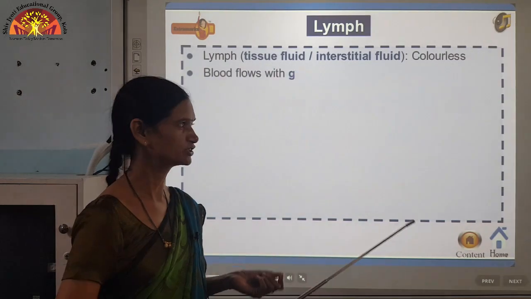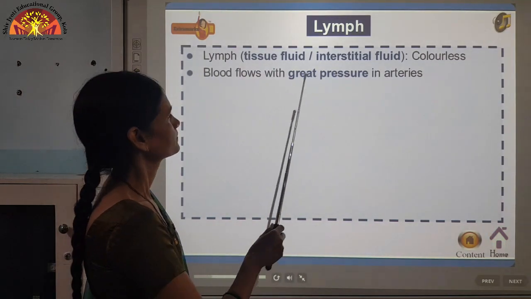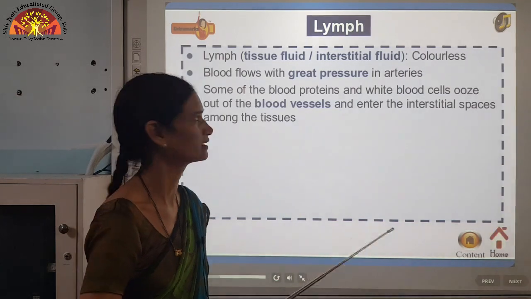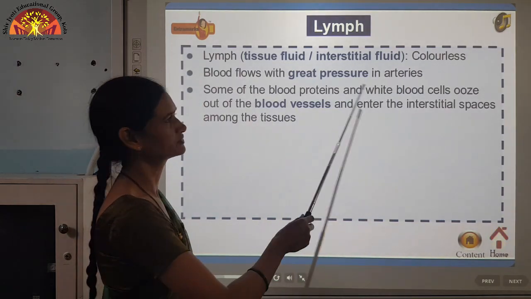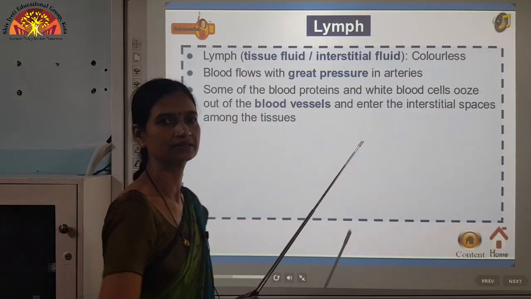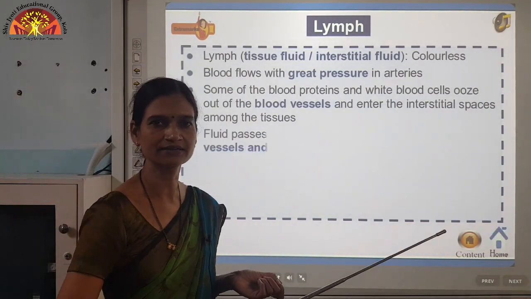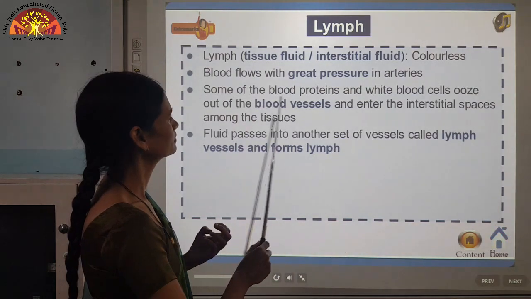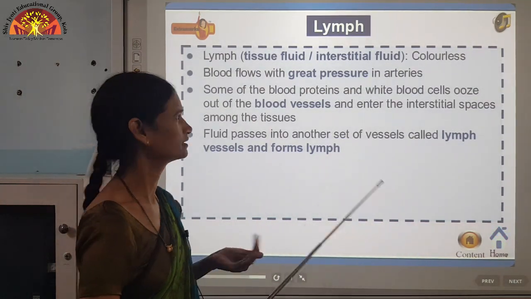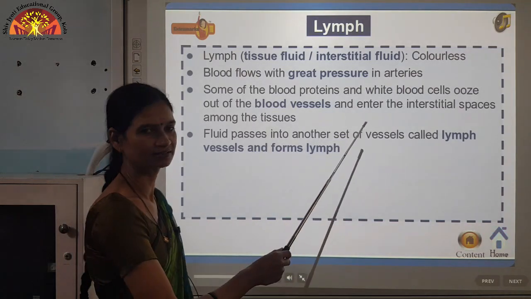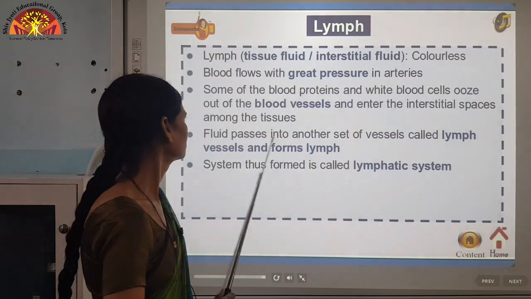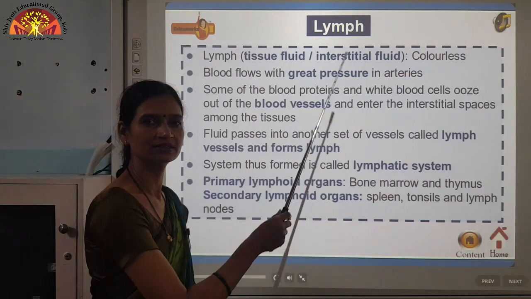which is a very short topic. So lymph is also equally important as the blood, but the difference is lymph is colorless and it flows with great pressure in arteries. तो ये जब blood capillaries में से flow हो रहा होता है तो small pores are there in the capillaries through which the proteins and white blood cells of the blood ooze out. थोड़े से उन blood capillaries में से वो थोड़े बाहर आ जाते हैं and come into interstitial spaces along the tissue. तो among the tissue that forms the lymph.